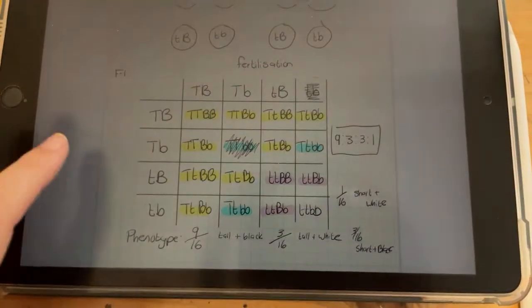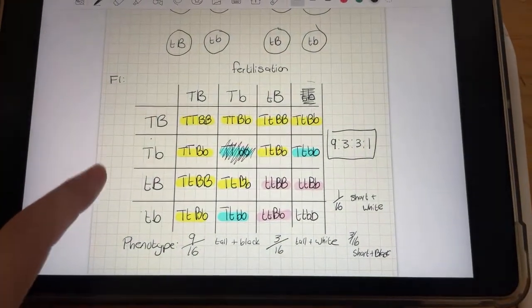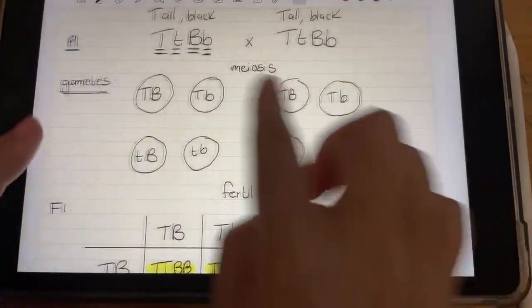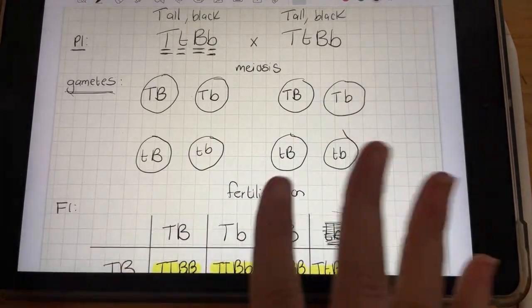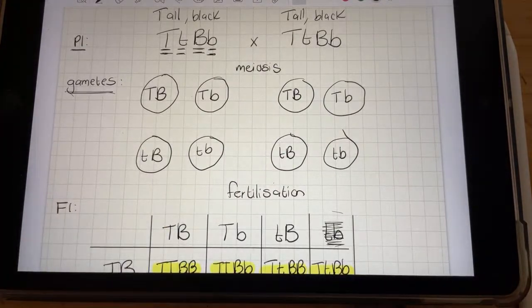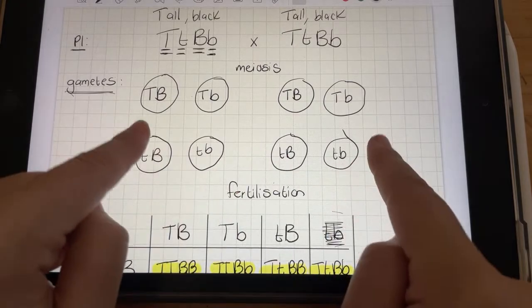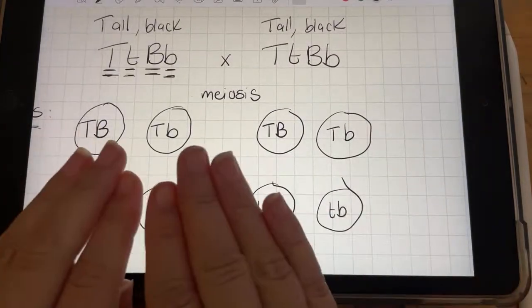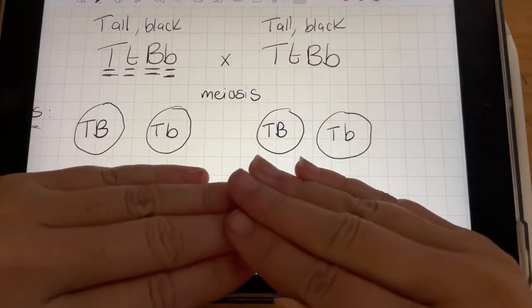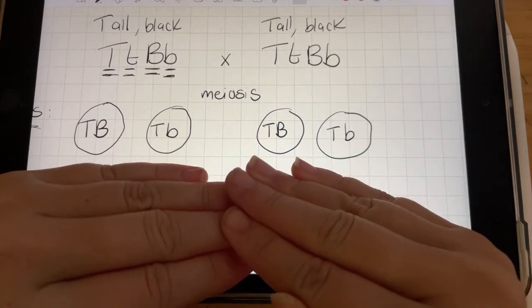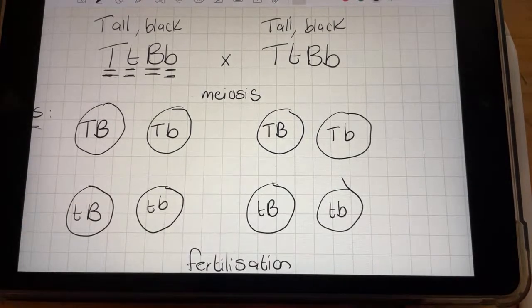Sangita asks, does the circling for the gamete only apply for monohybrids? No, you can do the circling too. You can do it in any of the mono or dihybrid. I just put the circles so I keep them separate. But if this was a monohybrid, it would just look like that. I would have 4 circles instead of 8.